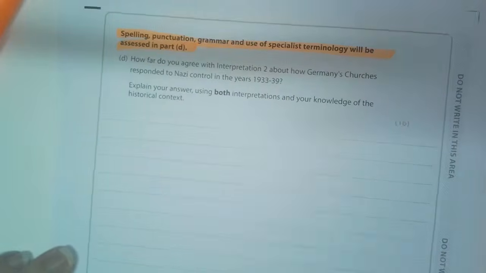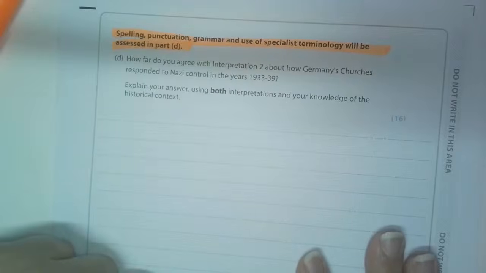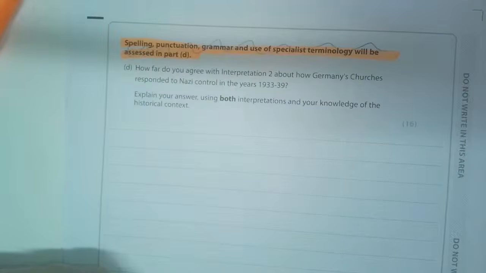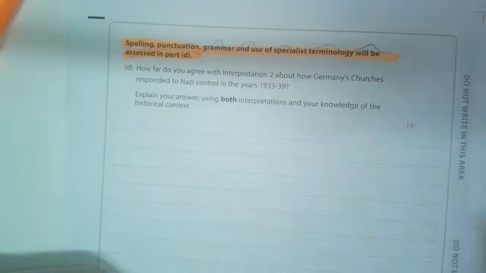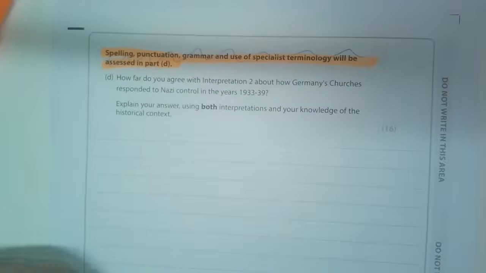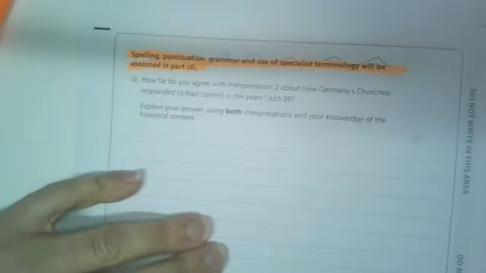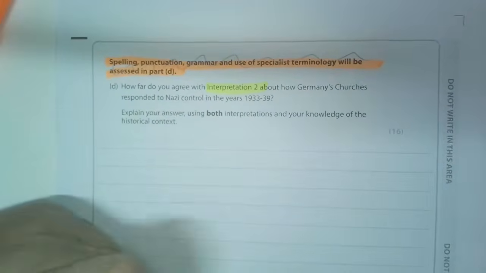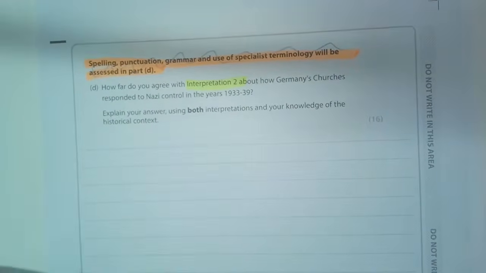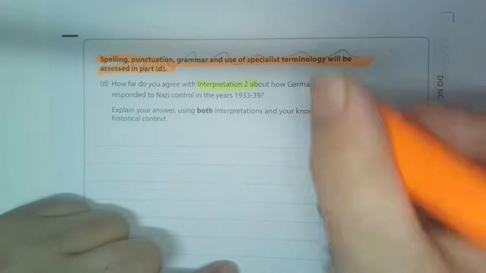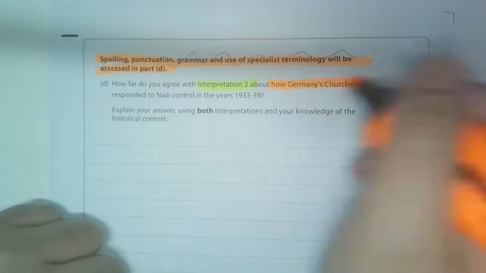Okay, let's have a look at question D. So we're going to mostly ignore SPAG. Don't worry about it. Let's go back to how far do you agree with interpretation 2? Interpretation 2 is the one we're going to focus on this time. It's asking you how far you agree with interpretation 2 about Germany's churches. Oh, that's a beautiful bit of writing by me. How Germany's churches responded to Nazi control in the years 1933 to 39.